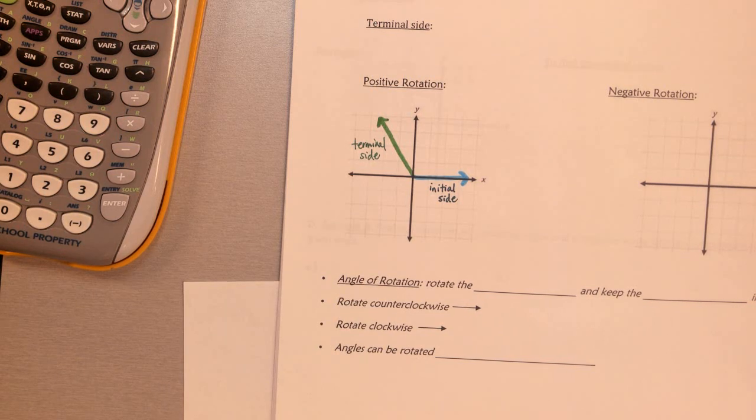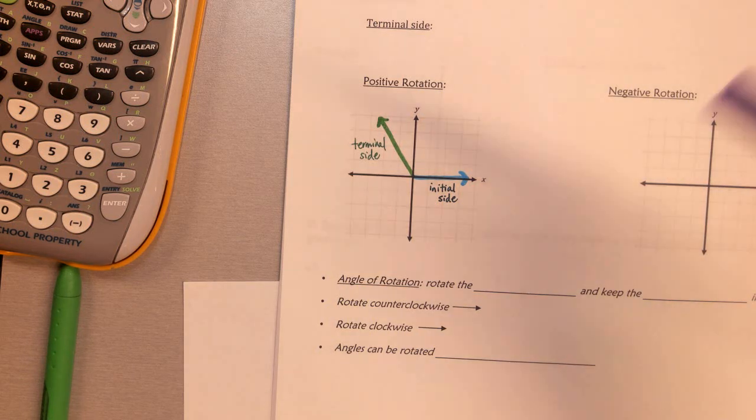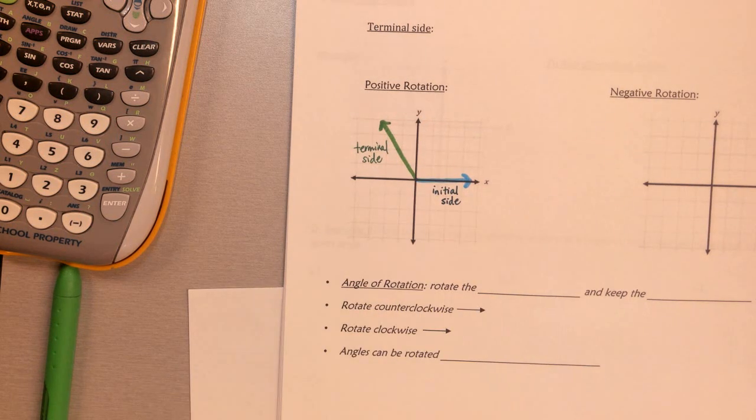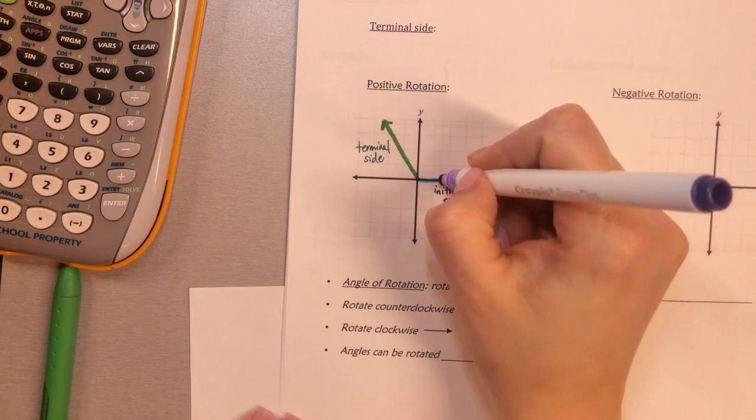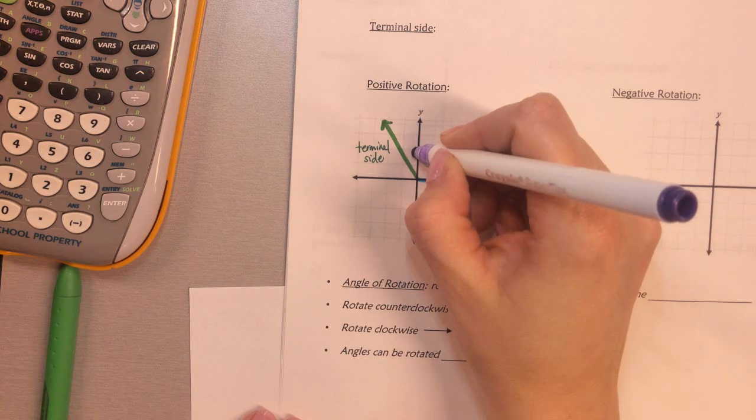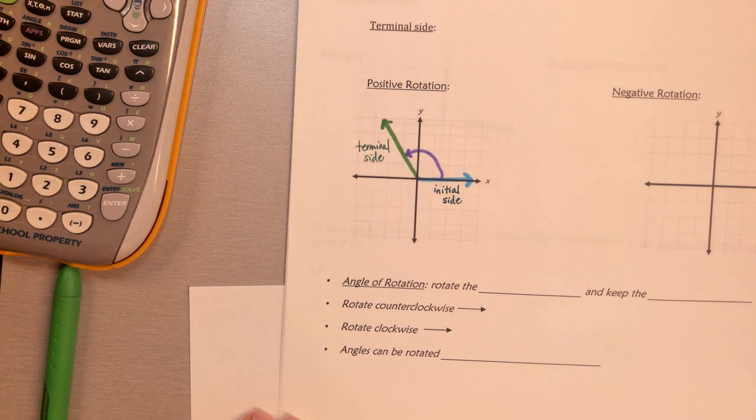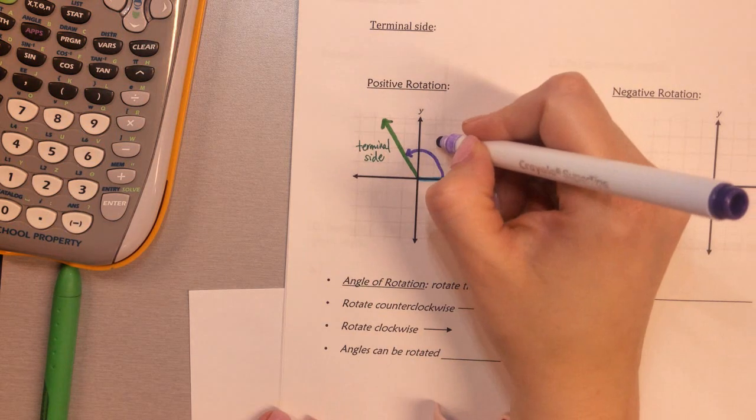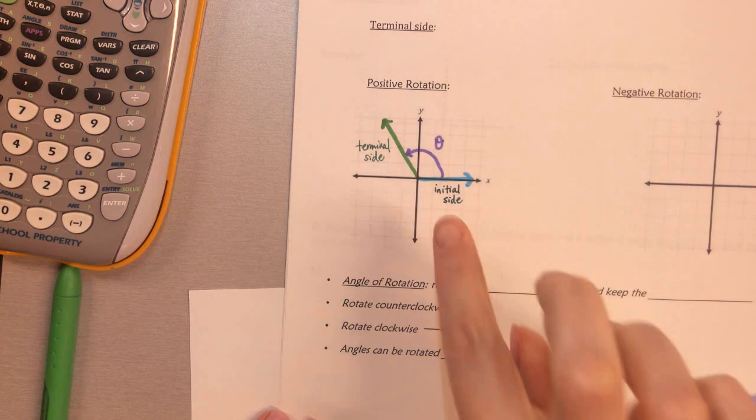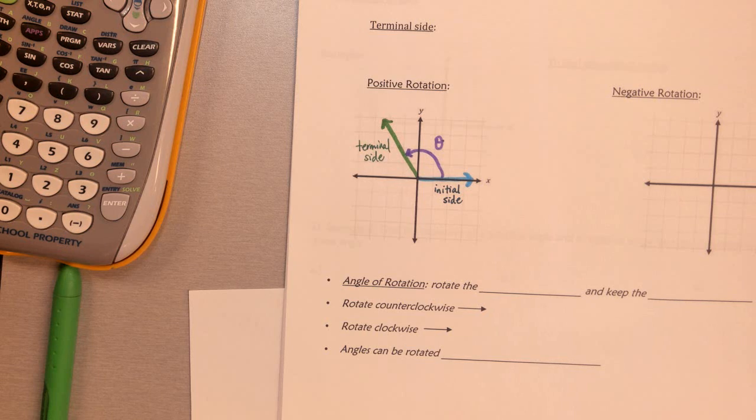If you are graphing an angle and there is a positive rotation, you're going to start at the initial side and go to the terminal side, and you're going to draw your arrow to show the direction. You'll also be given a value for theta, that's your angle, and you will be labeling it.